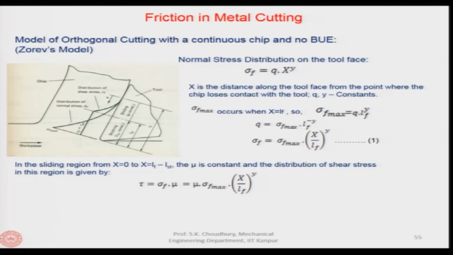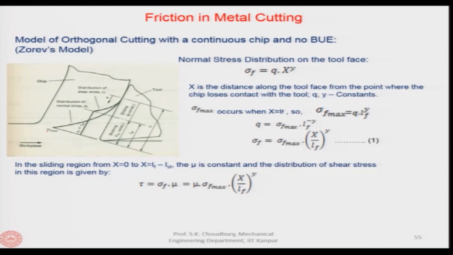So, this zone from here up to the point where the chip loses contact with the tool is called the sliding zone, and from the tip of the tool, here it is called the sticking zone. So, Professor Zorev's model says that the normal stress distribution on the tool face, here it is the normal stress distribution, is maximum at the tool tip, as you can see. And as it goes towards the point where the chip loses contact with the tool, it becomes less and less. So, here it is maximum.